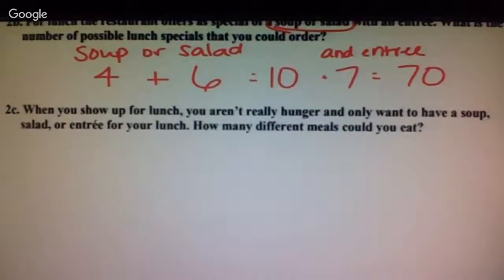Okay, 2C. For the States this year. I'm really watching my weight, so I'm either going to have soup or salad or an entree. So now I'm just adding them all. No, you start. So 4 plus 6 plus 7. I only have 17 options. Girl, when you get home, when you're picky, you give yourself fewer options than if you just want to eat it all.